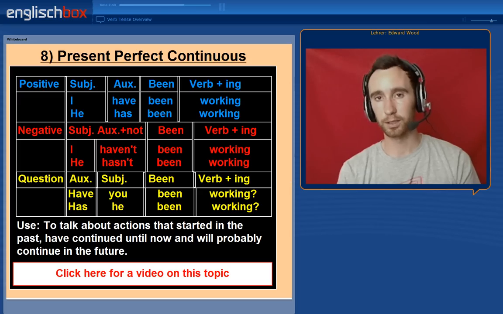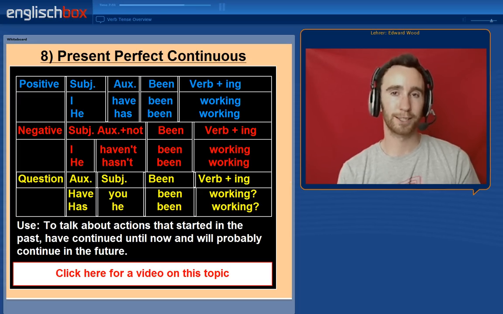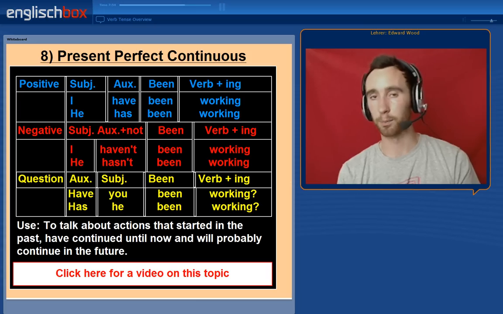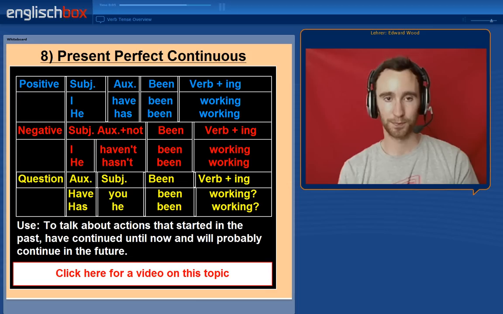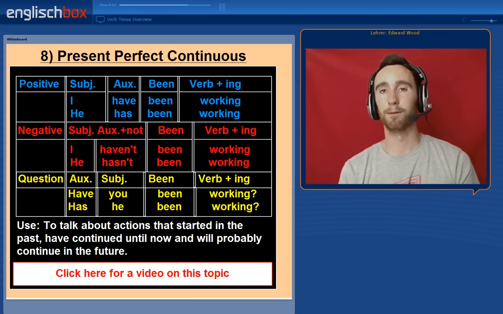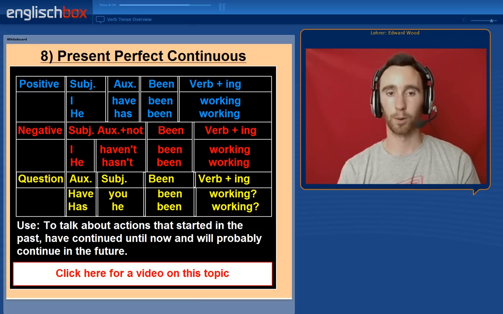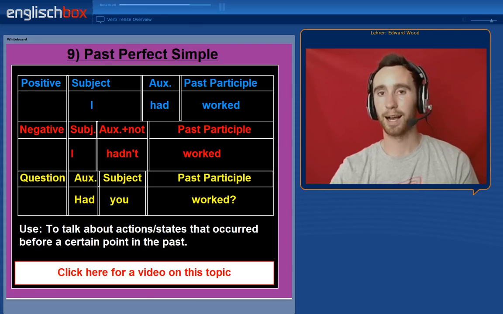The present perfect continuous is also used to describe actions that started in the past and continue in the present, but we concentrate a little bit more on the duration of the action. We talk about how long we have done something, or we have been doing something with the present perfect continuous. We form this with the subject, the auxiliary have or has, the verb to be in past participle, been, plus the verb with ing, the present participle. I have been working, he has been working. In negative, we use haven't or hasn't. And in the question, we have to begin the question with have, or in third person, has.